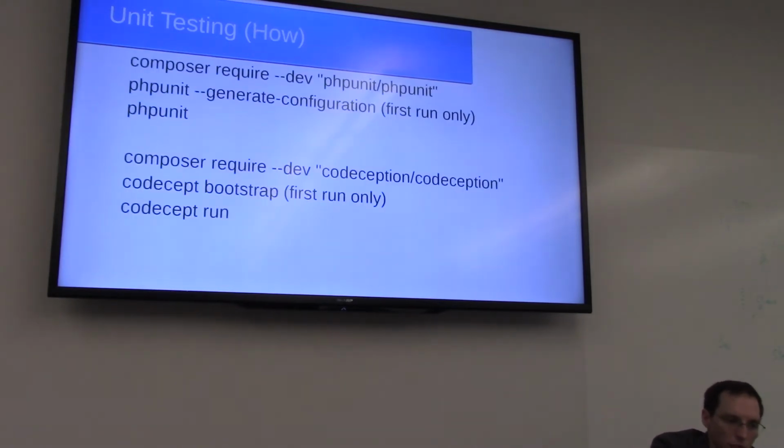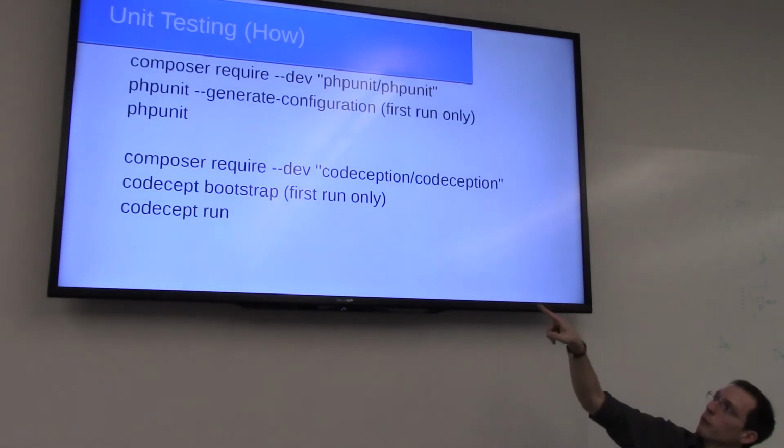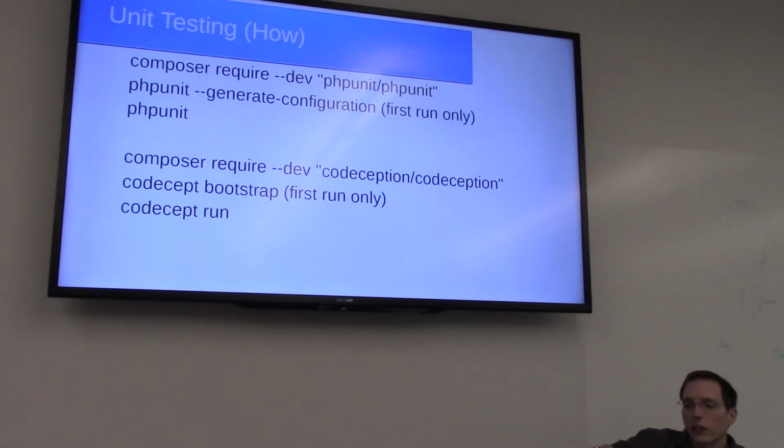But the how: once you get Composer, as we saw, once you get PHP Unit, you can just run, the first time, PHP Unit generate configuration. It'll give you a nice phpunit.xml file. You can adjust any configuration in it.